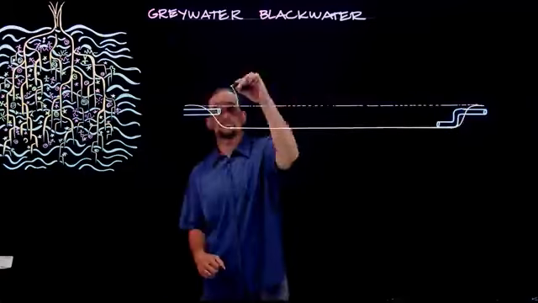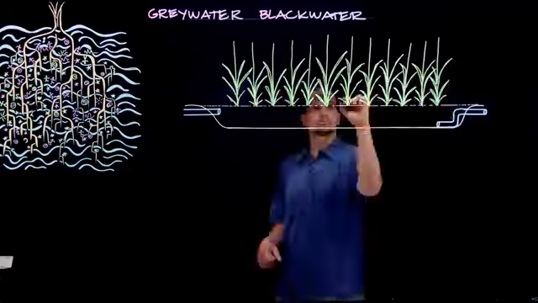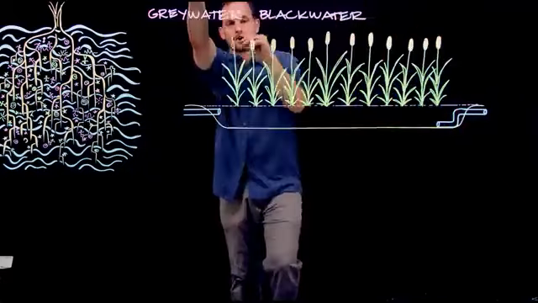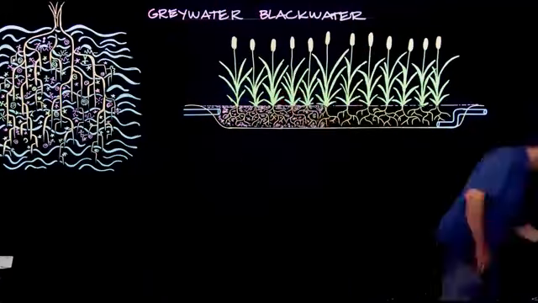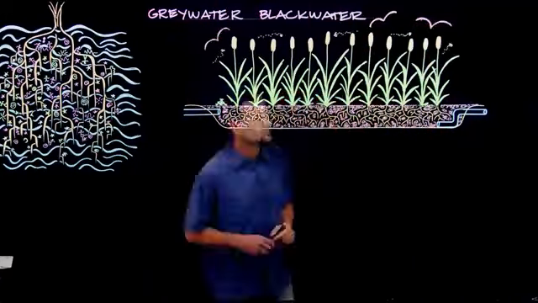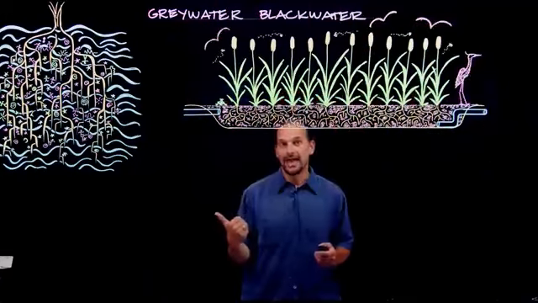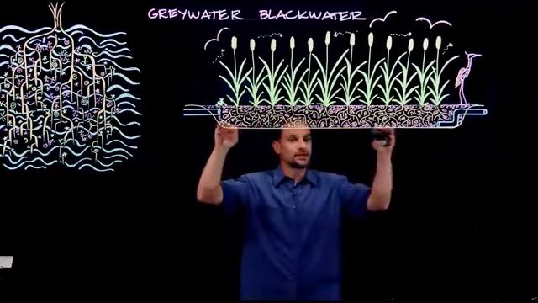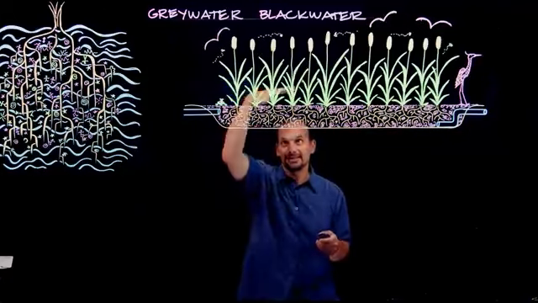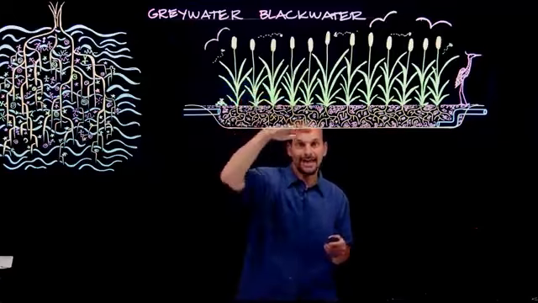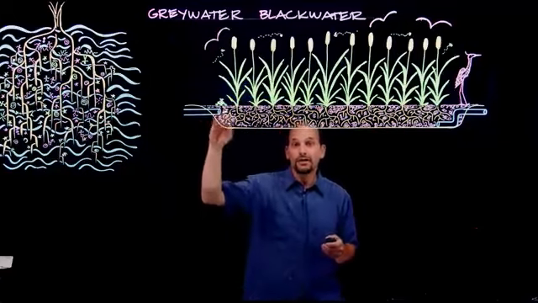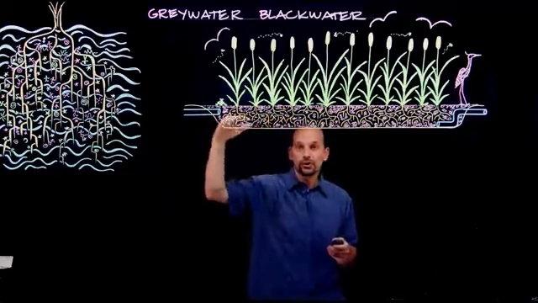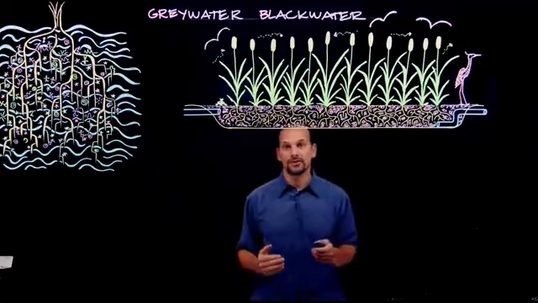In this example, wastewater flows into a gravel-filled basin that's planted with wetland plant species and is lined on the bottom with either plastic or cement or some other material so the water doesn't seep into the ground, but stays in this container here. The water flows underneath the gravel level, so dirty water is never exposed to the air.